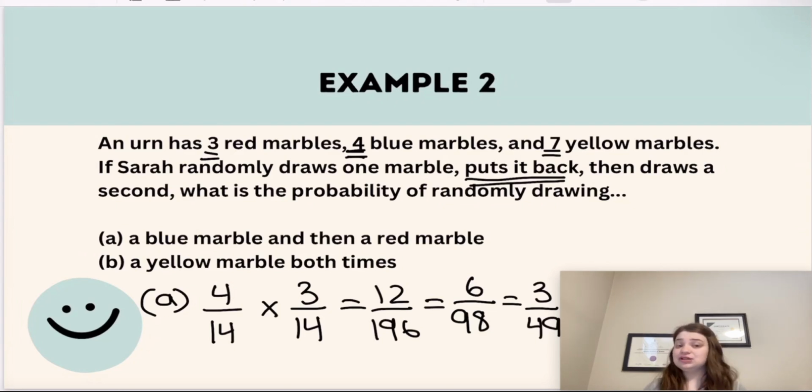And that's pretty close to 0, so this isn't very likely to occur. It's more likely that something different will happen other than the blue marble and then the red marble occurring.